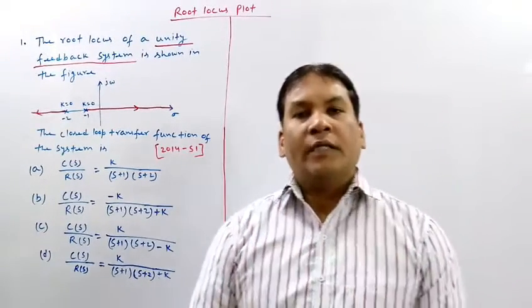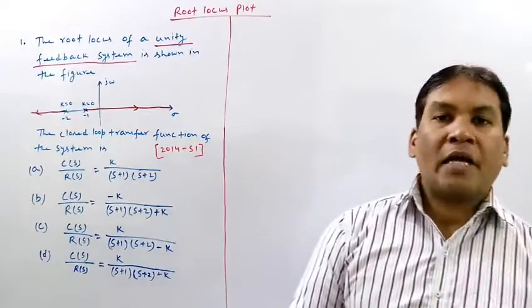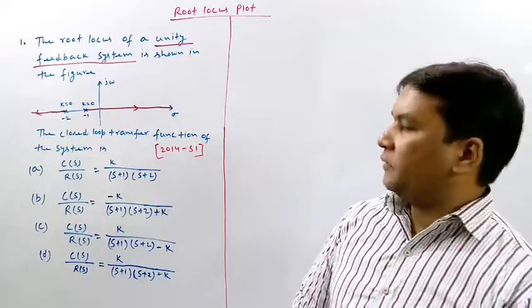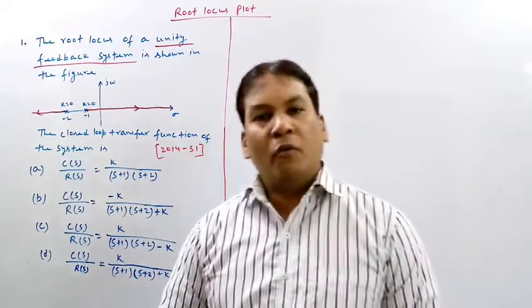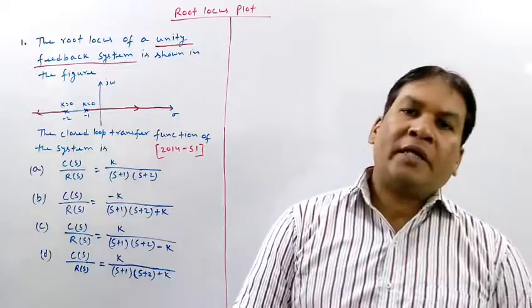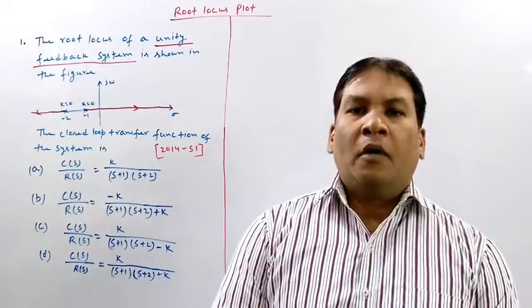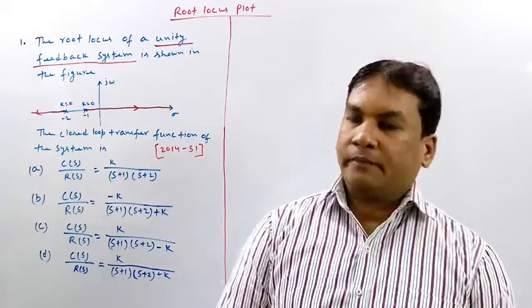Actually, root locus is the locus of roots of the characteristic equation when K is varied. This is the K, so K is the open loop gain K, when K is varied from 0 to infinity.